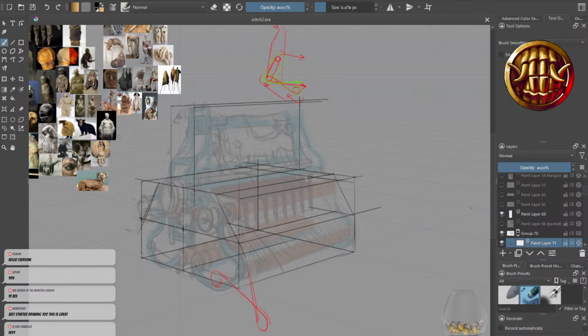How is everybody? Just started drawing, so this is great. Nice. Hope you enjoy drawing. Yo, you're not tired? No.